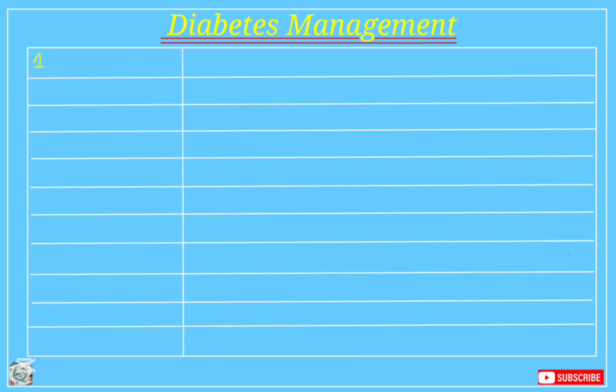First up, metformin. It's our go-to first-line therapy. It works by reducing the glucose production in the liver, that is, decreasing the gluconeogenesis, improving insulin sensitivity, and reducing the glucose absorption in the intestines.